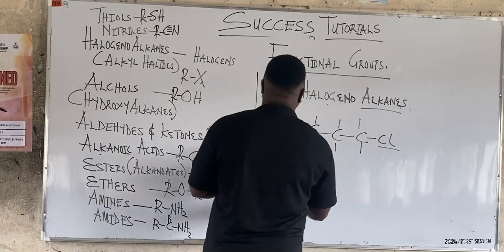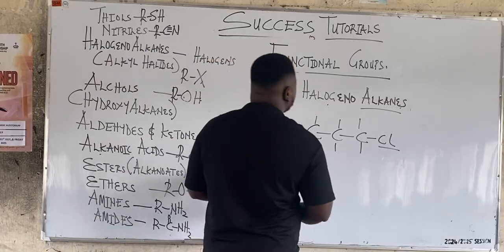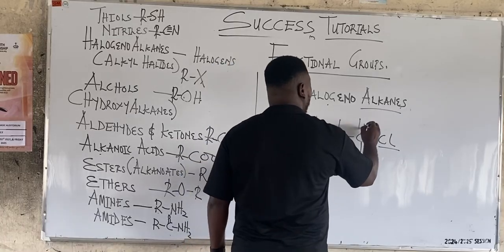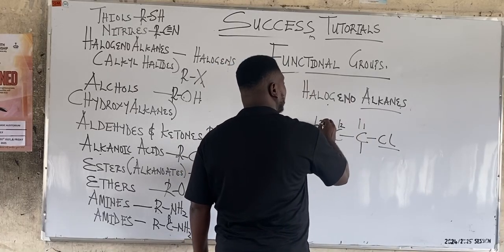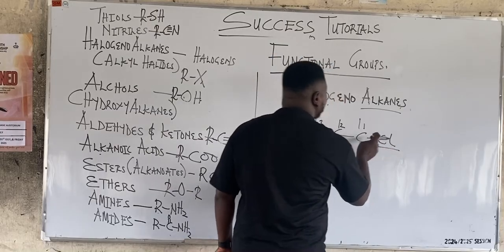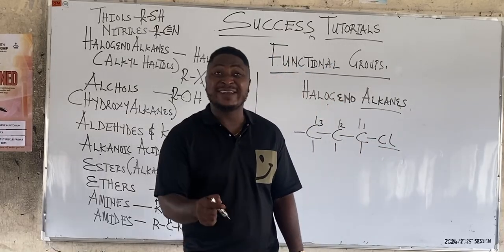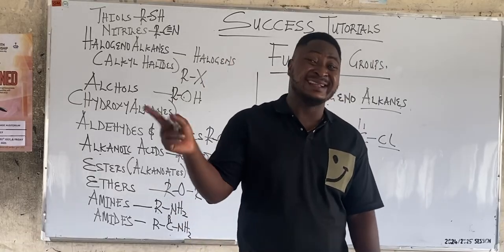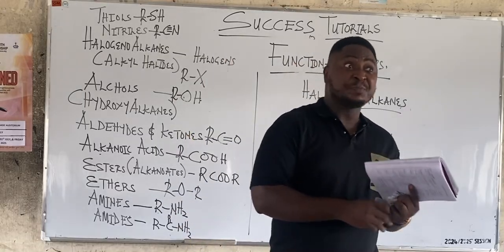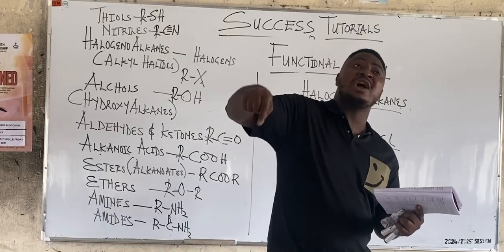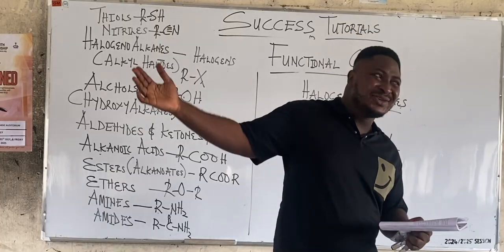Class, if you are naming this as a halogeno-alkane, it means you have to mention the halogen first before the alkane. So we are going to say carbon 1, carbon 2, carbon 3, right? Class, because this chlorine is the major functional group. Another importance of the functional group is that wherever the functional group is should be where you start counting from. That's how much power a functional group controls.